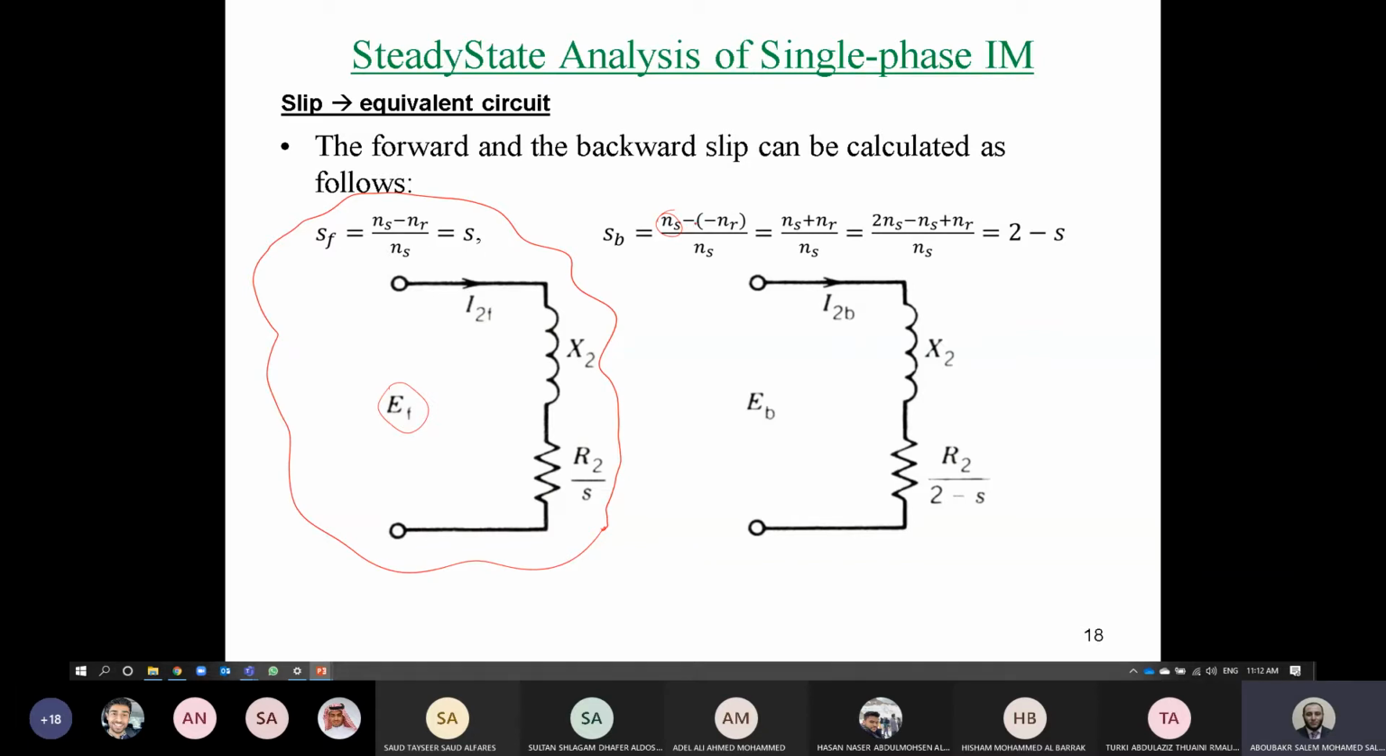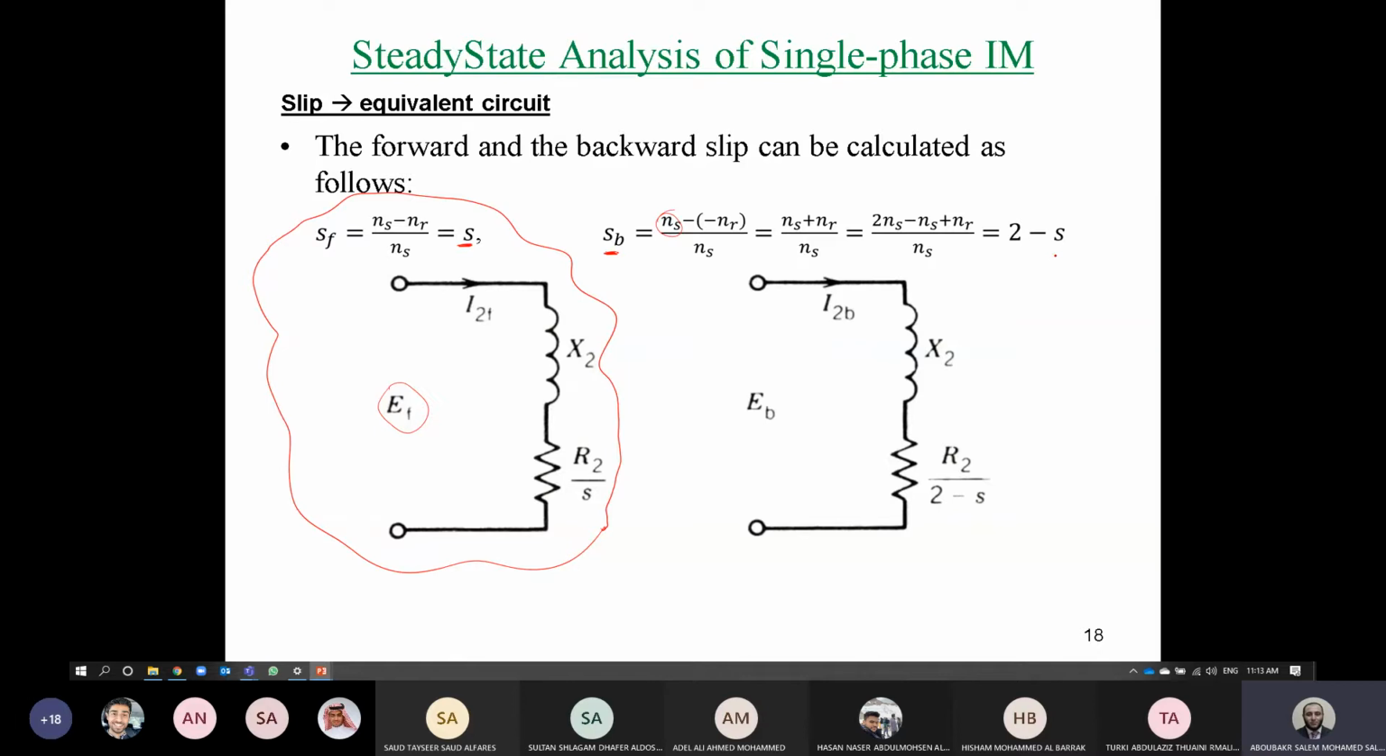So the speed will be minus nr over ns, which means finally the value of slip for the backward component will be ns plus nr over ns, which is nothing but 2 minus s. So the forward flux has a slip equal to the forward slip for the other configurations for the three-phase. However, the backward flux will have a slip equal to 2 minus s.